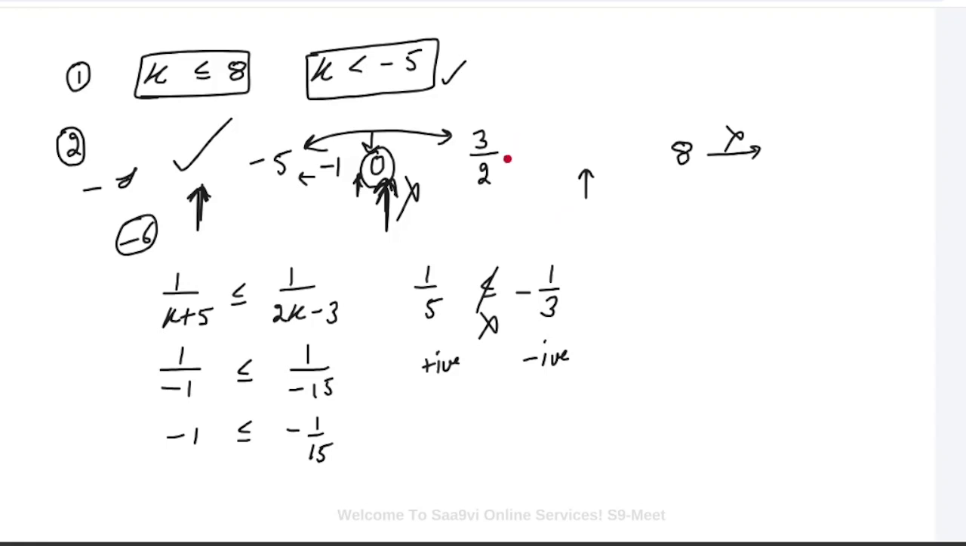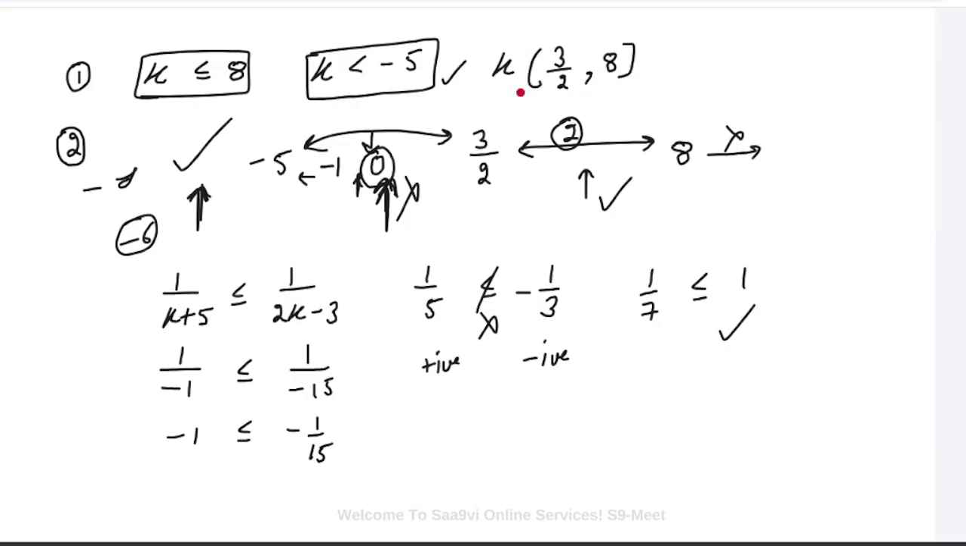Now let's check between 3 by 2 and 8. Let's check for 2. If I put the value of 2 here, that is 1 upon 7 less than or equal to 1 upon 2 into 2, 4 minus 3, 1. But that is also absolutely right. 1 is greater than 1 by 7. That means this region will also get counted. That means the answer I'm going to have is x between 3 by 2 and 8 also. So these three are my answers. And let's see where I will find it.